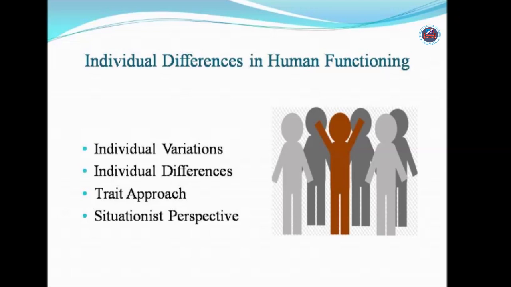When we discuss this topic, individual differences in human functioning, before we go further, let us first understand what is variation and what are attributes. Here, variation simply means differences, and attributes means a quality or a characteristic of a person. For example, if somebody asks you, what is your best attribute? You can say, my best attribute is my willingness to help others.